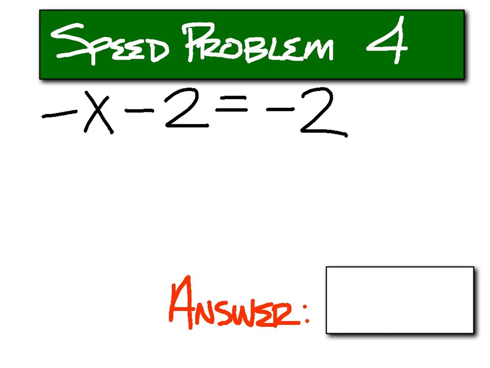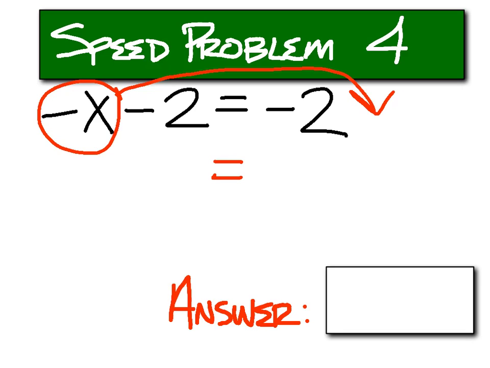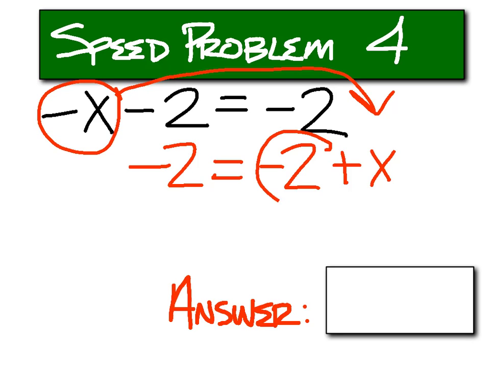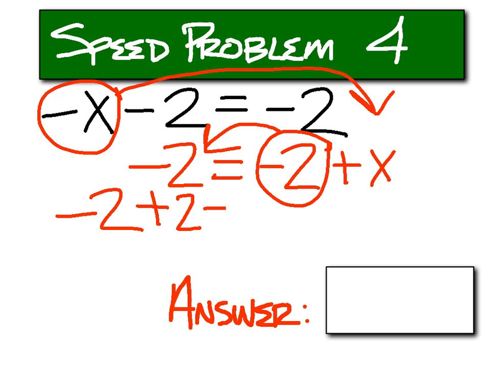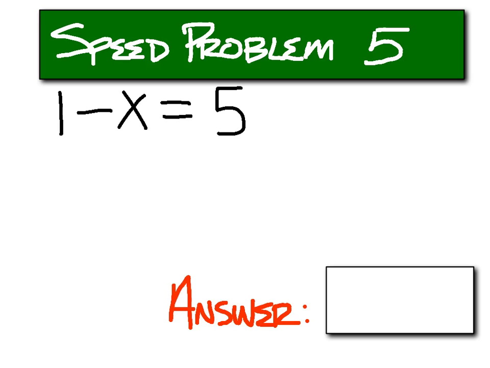Alright, number 4. Okay, for this one, first thing we want to do, take our negative x and make it positive. Bring it over to the right side to make that positive. So we have negative 2 plus x is equal to negative 2. Next, we want all our numbers on the same side, so we put that over to the left side. We've got negative 2 over here already. When we take our negative 2 on the right side and move it to the left, it becomes positive. So that's negative 2 plus 2 is equal to x. Negative 2 plus positive 2 is 0, so our x is going to be equal to 0.